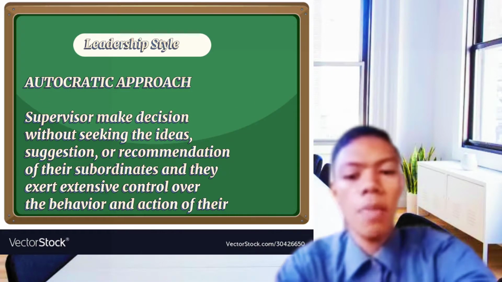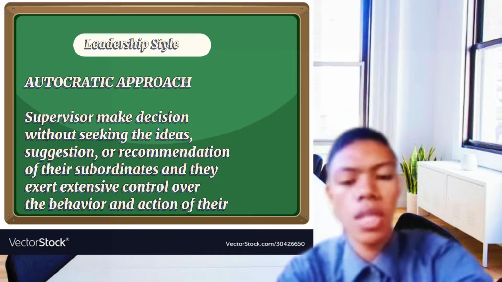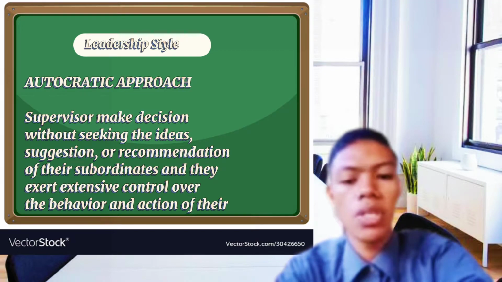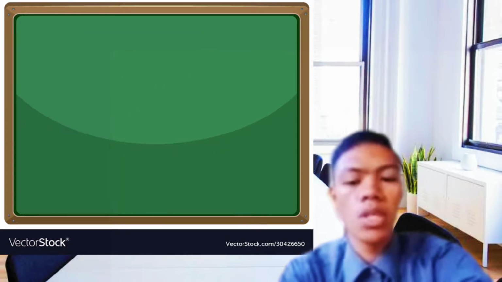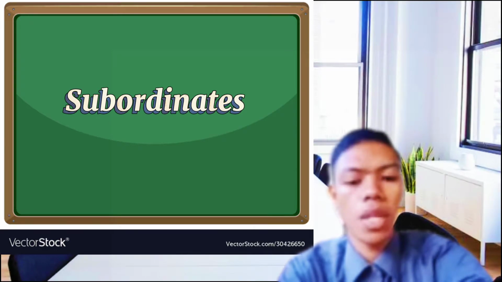In autocratic approach, supervisors make decisions without seeking the ideas, suggestions, or recommendations of their subordinates, and they exert extensive control over the behavior and action of their subordinates. So in autocratic approach, supervisors make decisions without seeking the ideas, suggestions, or even recommendations of their subordinates. Subordinate means something like lesser in position in a company or in work.